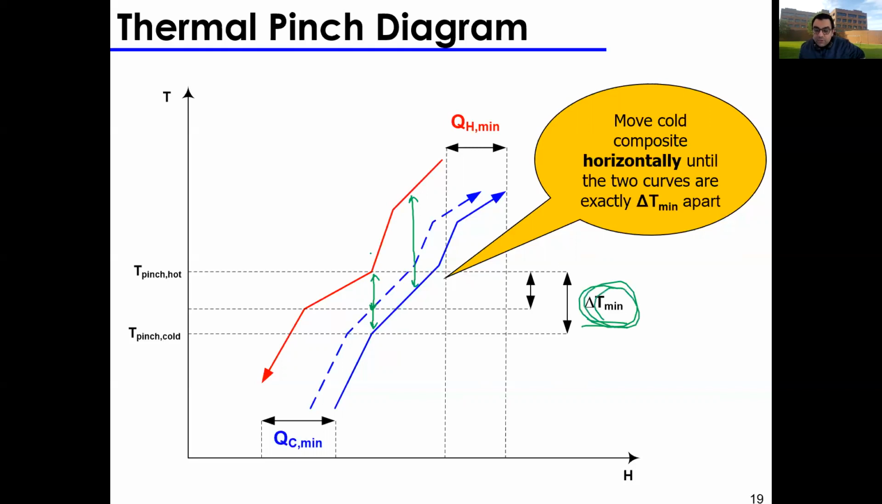And this is very important. So first of all, I just drop them randomly, the hot composite and the cooled composite on a figure, and then I move my cooled composite closer to my hot composite until the minimum distance between them corresponds to my delta T minimum, okay? And once I achieve this, the difference in enthalpy between the endpoint or the tail of the hot composite and the head of the cooled composite, this is my minimum heating utility. And this distance right here between the head of the hot composite and the tail of the cooled composite is my QC minimum here.